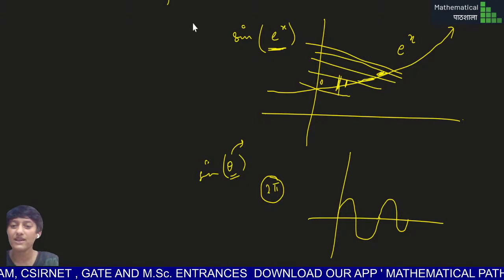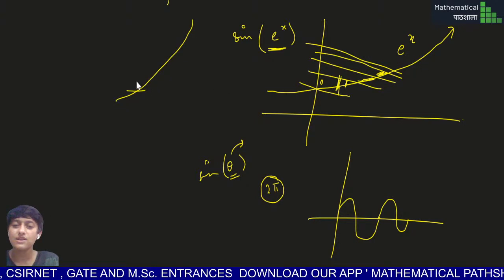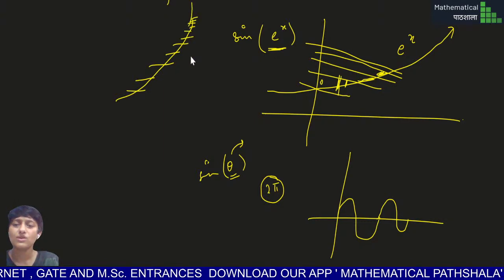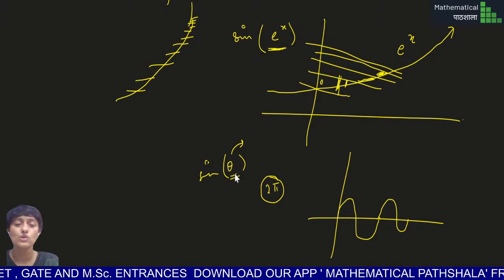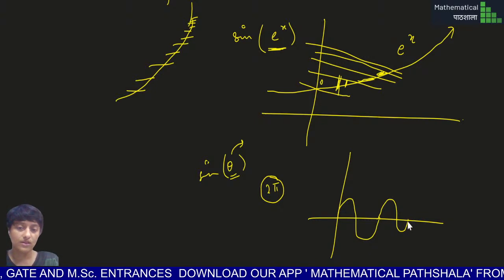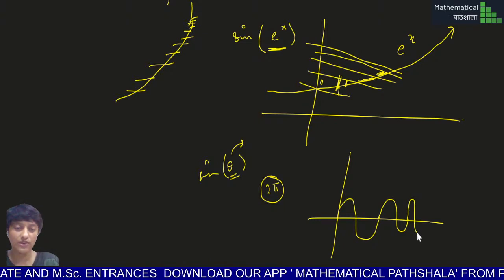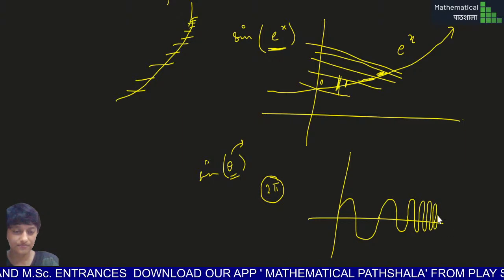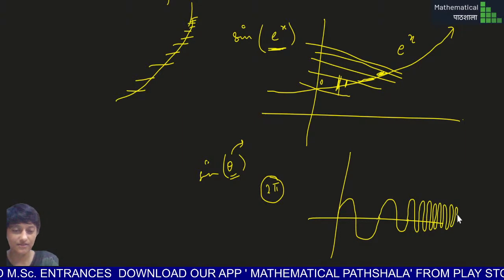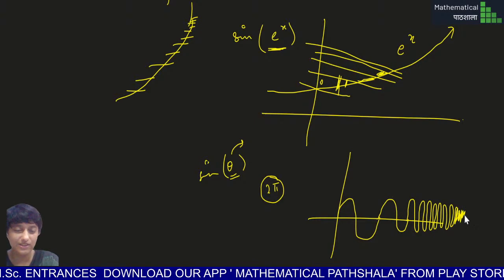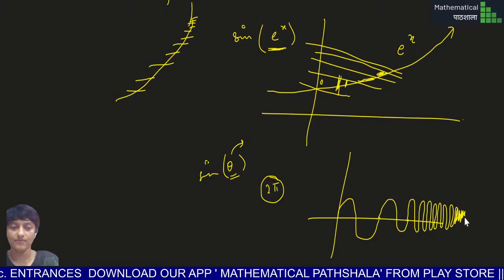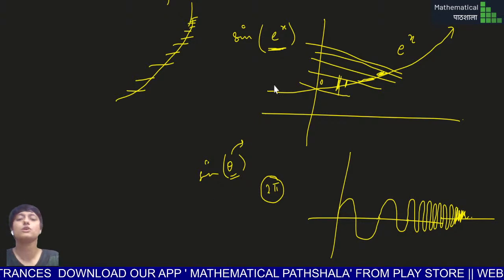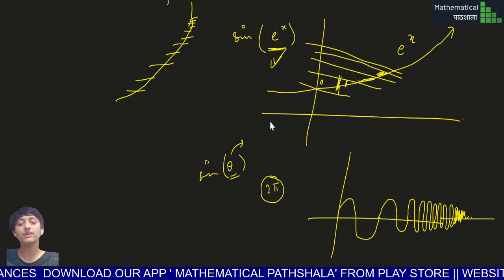Because e to the power x is going somewhat like this, the slope is just increasing and increasing. So this value will come closer and closer to 2 pi, and much faster. So the frequency will increase here. It will be much closer and eventually like this, and it will just go on. So this will be the function sine of e raised to the power x, because e raised to the power x will increase its speed.